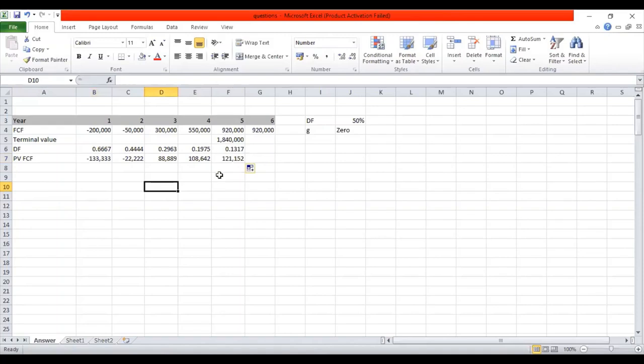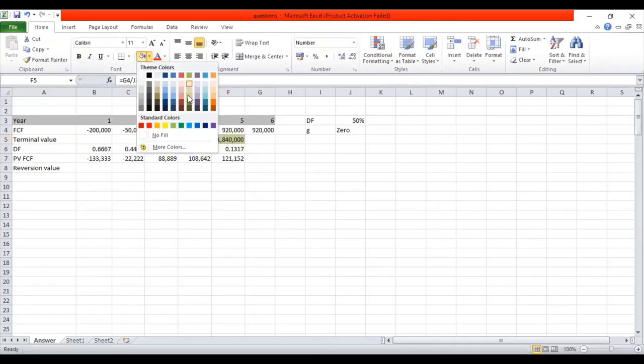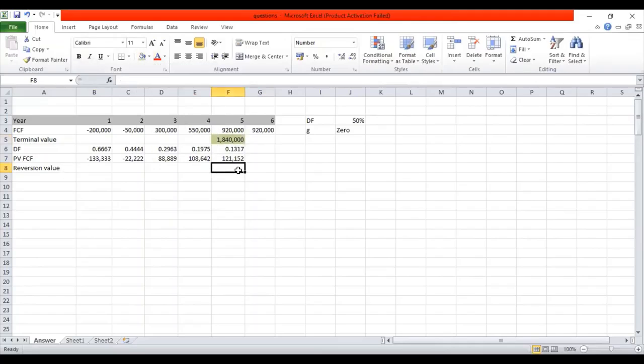Then separately, we can take the present value of this terminal value as well. So that is what we call the reversion value. Here if we are taking the present value of this terminal value, that is called the reversion value. So the terminal value discounted at 50% for 5 years is equal to 242,305, which is called the reversion value.